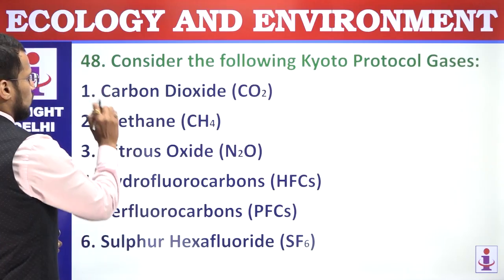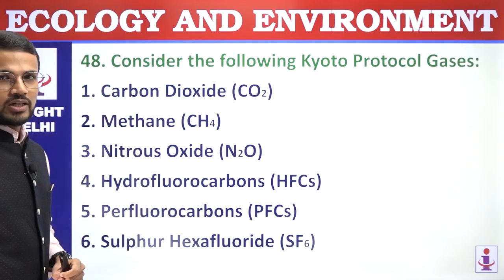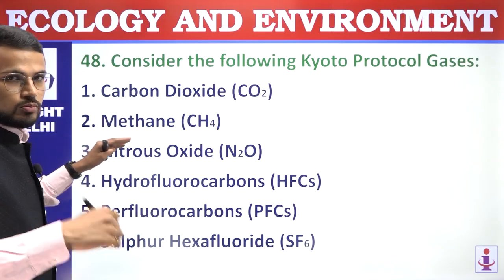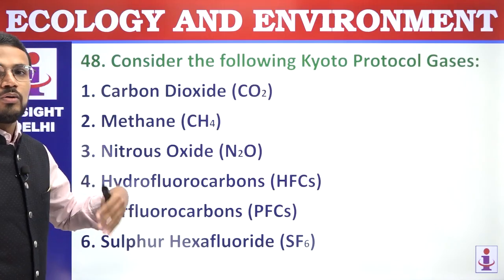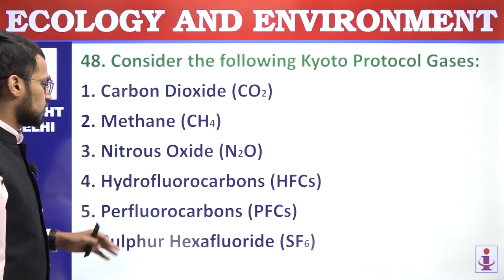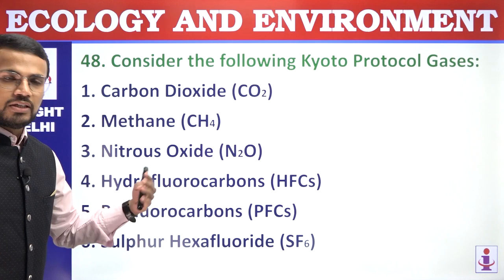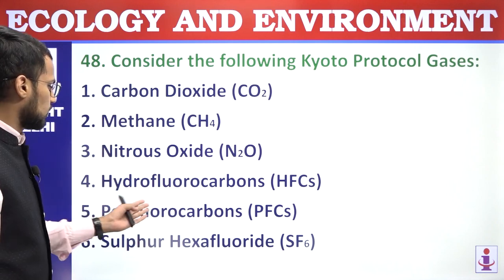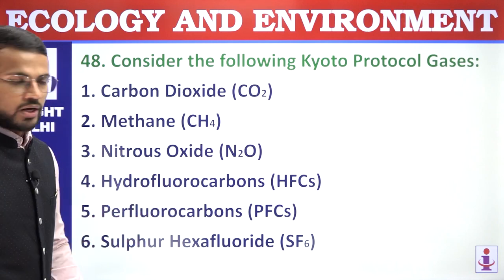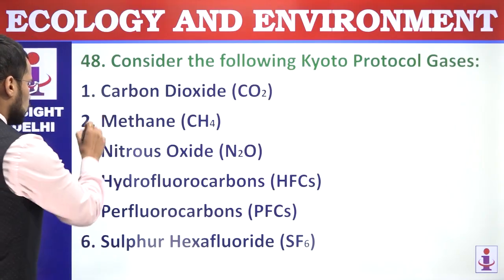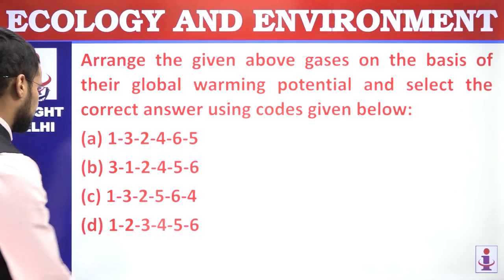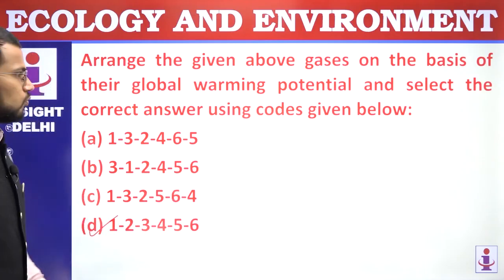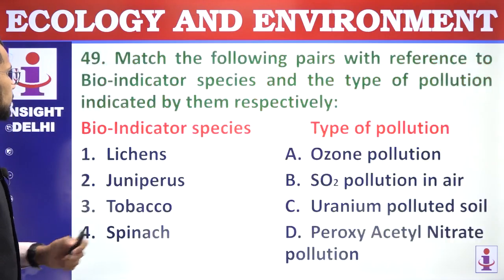So global warming potential of carbon dioxide is least, then methane has more global warming potential, nitrous oxide has even more global warming potential, hydrofluorocarbons have even more, then perfluorocarbons, and then sulfur hexafluoride. And that's why the correct order is 1, 2, 3, 4, 5 and 6, which is mentioned in option D. Answer is D. 48 question, answer is D.